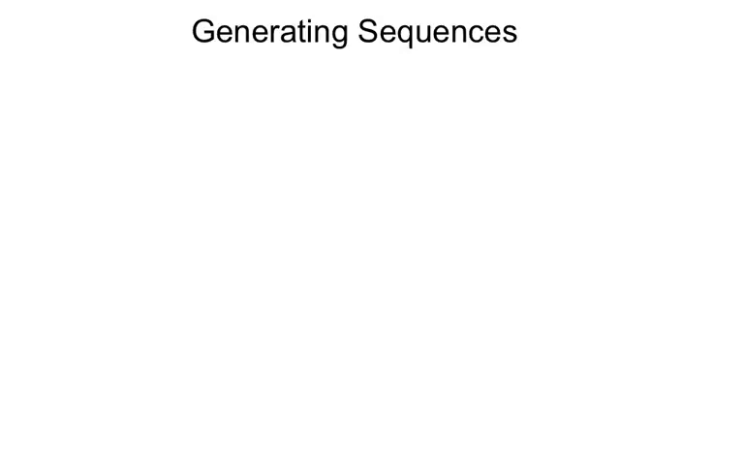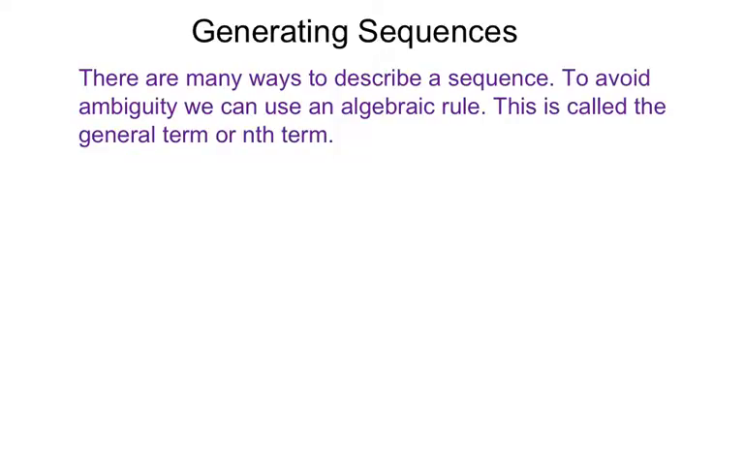In this video, we're going to look at generating sequences using a rule. A sequence, remember, is any list or set of numbers that follows some specific kind of rule, and that rule could be absolutely anything. There are many ways to describe a sequence. Usually we describe it in words such as add 2 each time or multiply by 7. But often this can lead to some ambiguity because we don't know where to start.